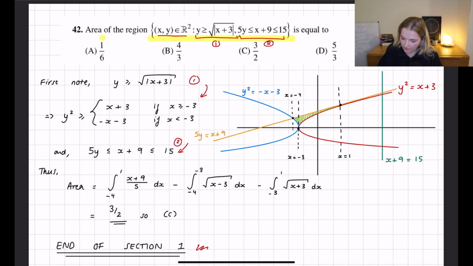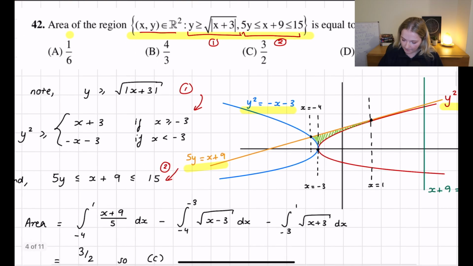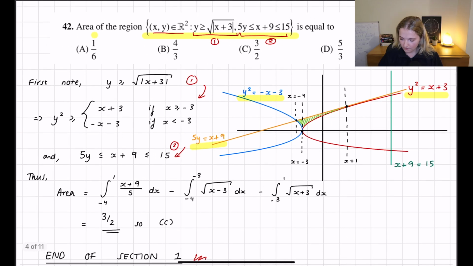So if you draw this, you can draw the lines for y squared equals the modulus of x plus 3. So you have y squared equals x plus 3, and then y squared equals minus x minus 3. They're quite simple to draw. You just have to remember what a parabola looks like on its side. And then you just draw the line for 5y equals x plus 9. So what you'll notice is, in this region, we have this little region inside here, the green lines in here. Now that in itself is pretty simple to calculate.